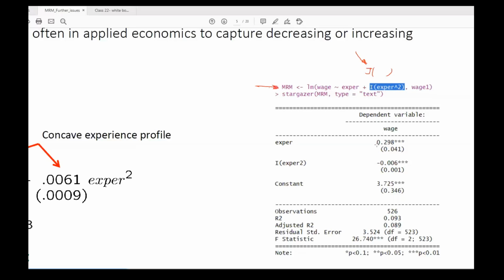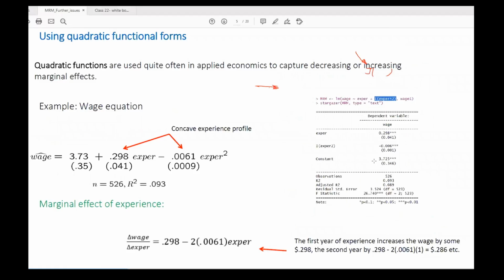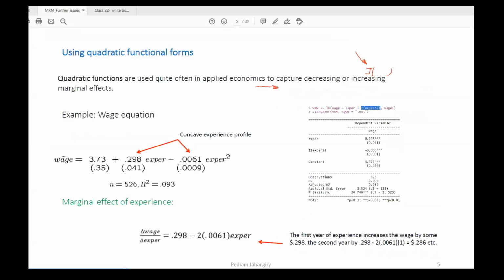And then the output, what do we see in the output? So let me zoom back. So it says that experience has a positive coefficient, experience squared is negative, and it's significant. Look at that. Both of them are super significant. And our intercept is also significant. So look at the R squared and adjusted R squared, 9.3%, 8.9%. It's not good. It's not that bad either because we don't know the context of the research, right? But anyways, so this is what we get.